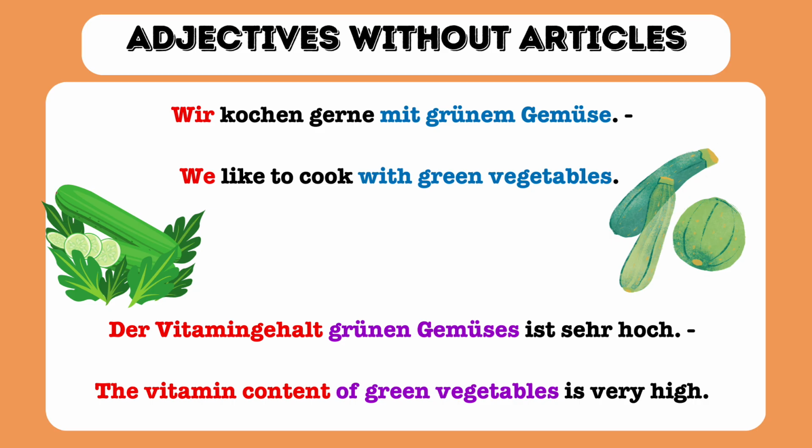Der Vitamingehalt grünen Gemüses ist sehr hoch. The vitamin content of green vegetables is very high. Grünen Gemüses is showing the genitive case here. There is an S at the end of the noun still, but not at the end of the adjective. Here we just have grünen. Der Vitamingehalt grünen Gemüses ist sehr hoch.